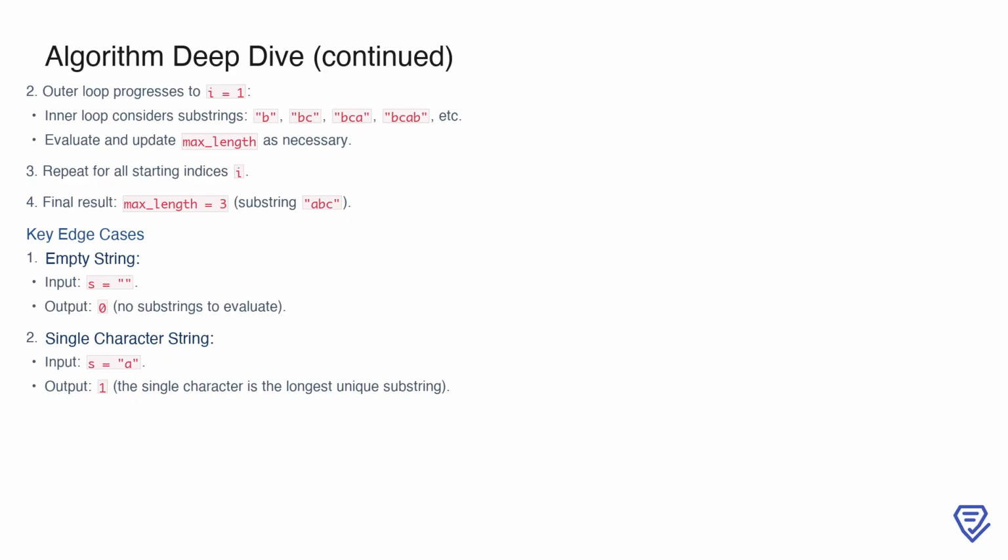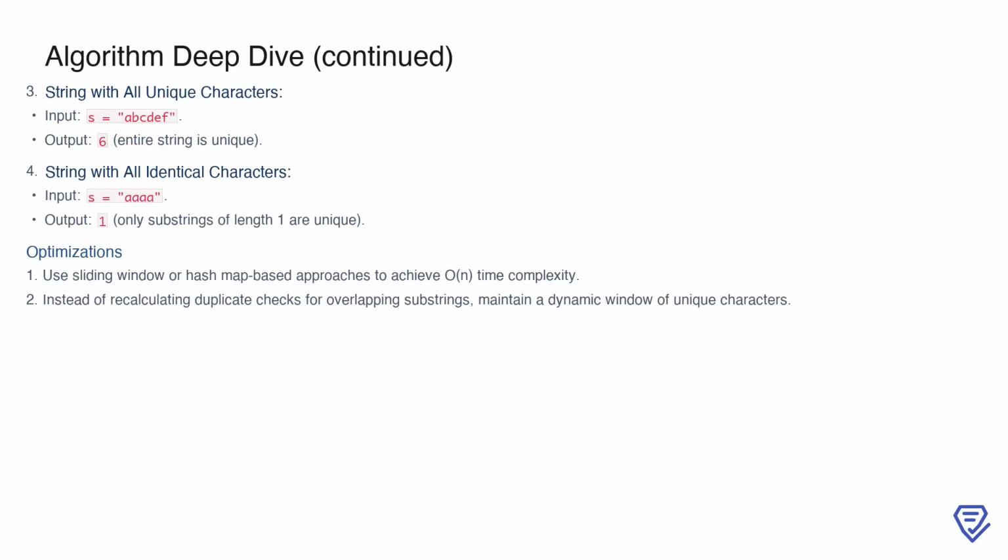We also need to account for edge cases. For an empty string, there are no substrings to evaluate, so the output is 0. For a single character string, the output is 1 since the single character itself forms the longest unique substring. We also encounter other interesting scenarios. For a string where all characters are unique, such as A, B, C, D, E, F, the output equals the length of the string itself, as the entire string is unique. On the other hand, if all characters in the string are identical, like AAAA, the longest unique substring is just one character long, with a length of 1.